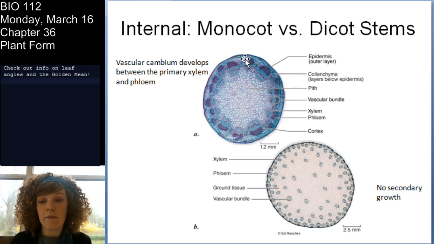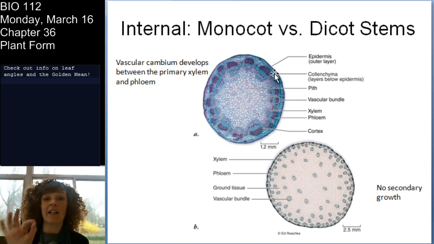Now, remember out here you've got your epidermis, right? And then you have cortex. Here's the thing, in a dicot, that's where that ground tissue is separated.